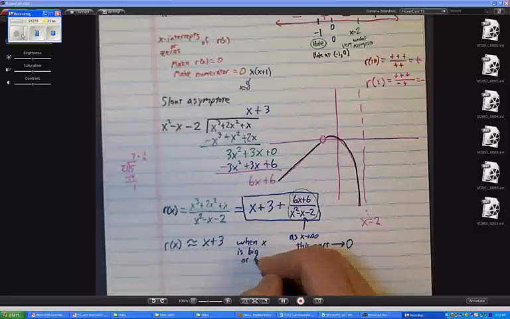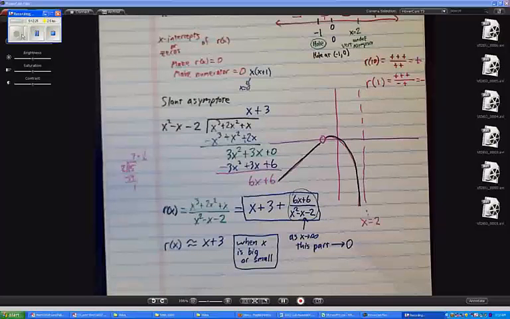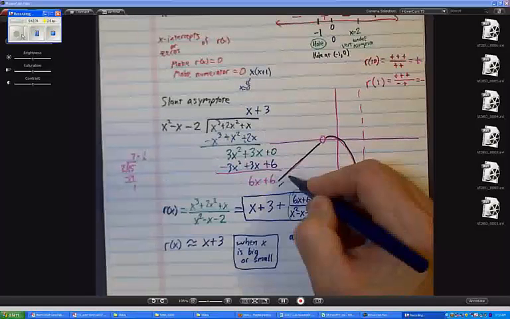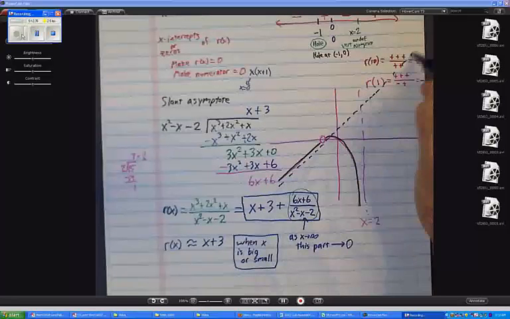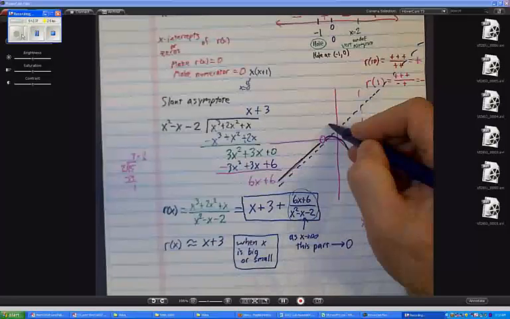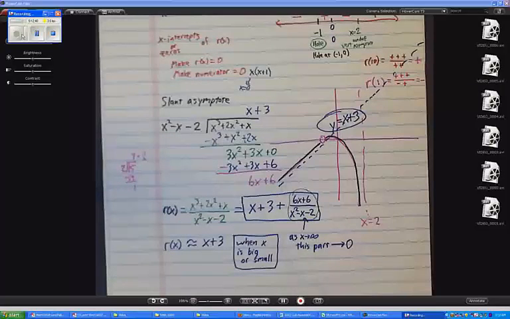And that, ladies and gentlemen, is what's called a slant asymptote. My slant asymptote for this problem, that the function approaches, is the line y equals what? x plus 3. Do you guys know what that line looks like? Sure. It has a slope of 1, a y-intercept of 3. And you can actually see it.